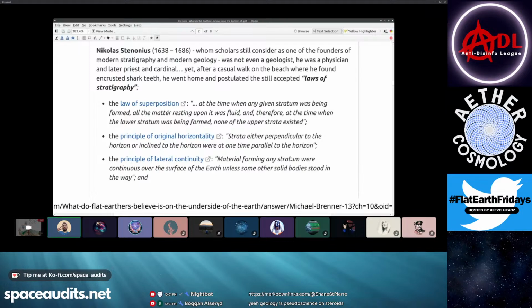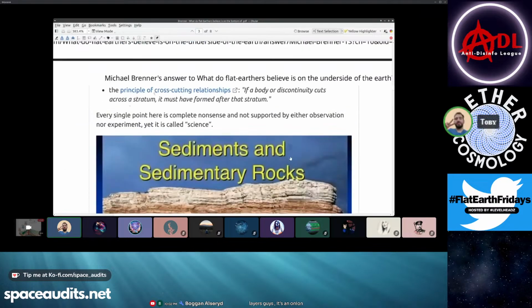Then there's the law of original horizontality. Strata either perpendicular to the horizon or inclined to the horizon were at one time parallel to the horizon. And then there's the principle of lateral continuity. Material forming any stratum were continuous over the surface of the earth unless some other solid body stood in the way. And the principle of cross-cutting relationships. If a body or discontinuity cuts across a stratum, it must have formed after that stratum.